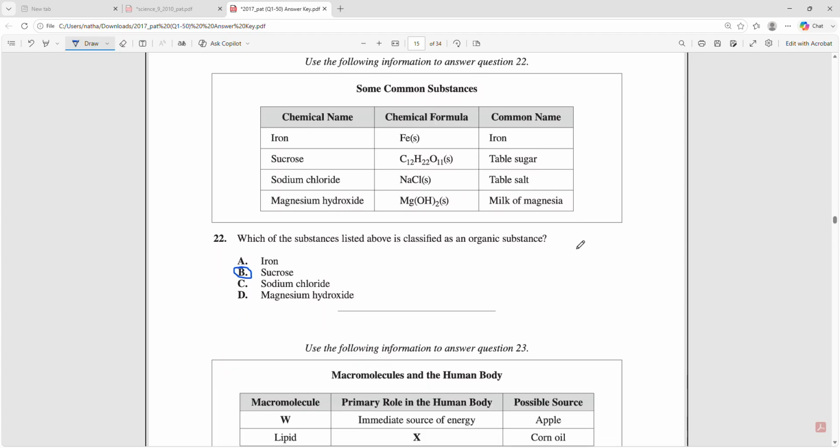Okay, next up, chemical name, some common substances, chemical formula of that same chemical, and then the common name. And what do they ask us? Well, which of the substances listed above is classified as an organic substance? Okay, organic must have carbon in it, and it must also have hydrogen in it. It does not have both of those things. It is not considered organic. So there's only one answer, and that's sucrose or table sugar, B.